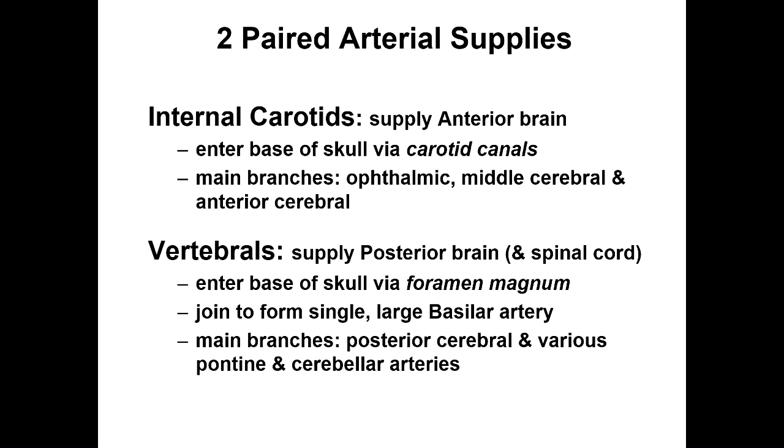The internal carotid arteries mainly supply the front half or anterior half of your brain. They enter the skull through a couple of holes, because there's the left and right carotid, called the carotid canal, and when they get inside your skull, they form three major branches, each of these arteries. Okay? So the first intracranial branch of the internal carotids is known as the ophthalmic artery.